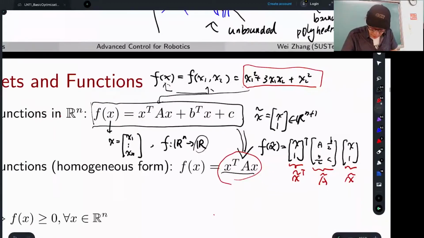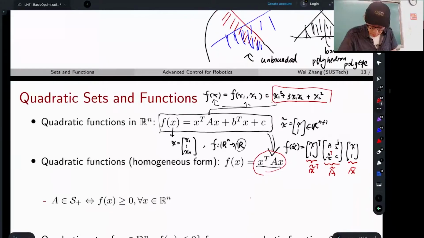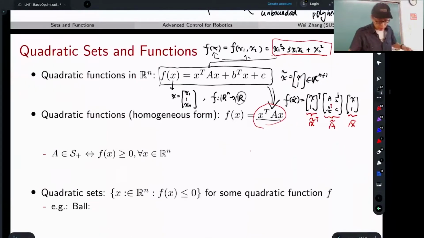So here I have another typo. Some people told me after class, this is a transpose, of course. Otherwise, b is a column vector, okay? It's not a transpose, it doesn't make sense. I have a lot of typos to pay attention to.